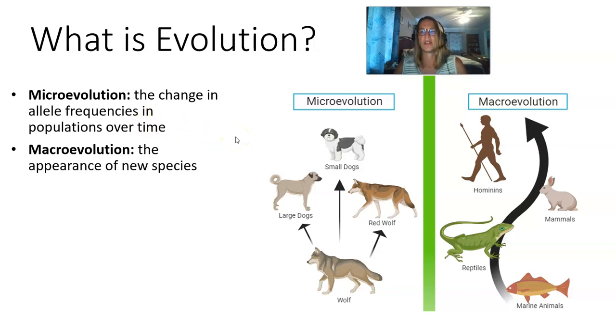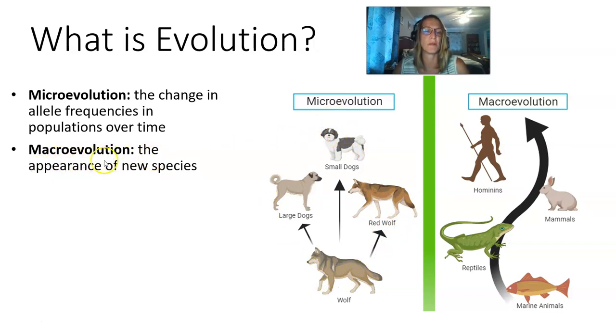Microevolution does not have to do with new species. You can typically see microevolution taking place in real time, so humans can actually witness microevolution. This isn't the best example of microevolution over here, because a wolf and a red wolf are actually different species, and a red wolf and a dog are different species, but you can see that this is evolution on a smaller scale than what we typically mean by macroevolution.